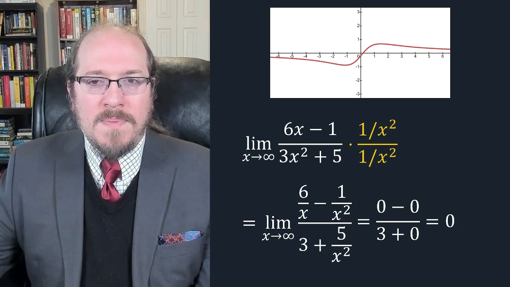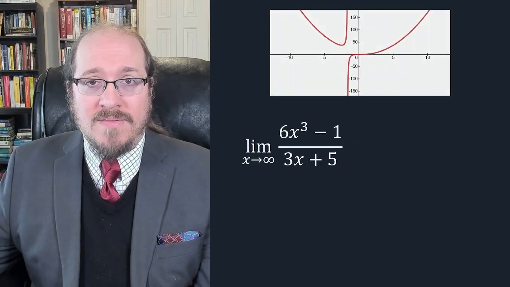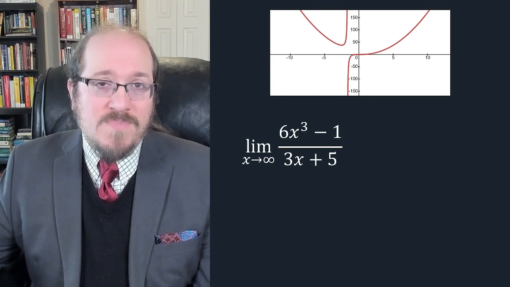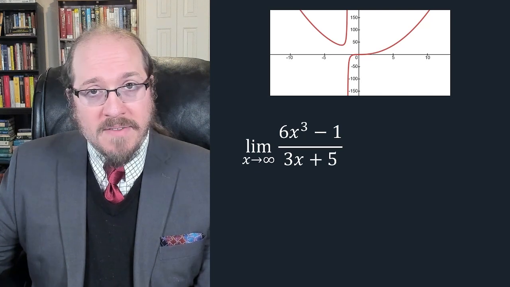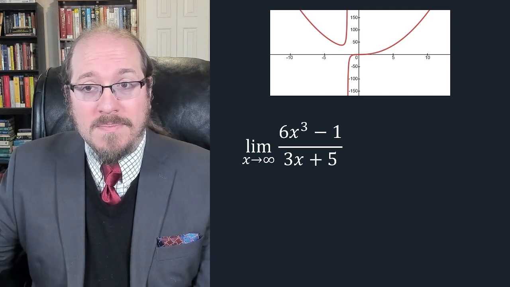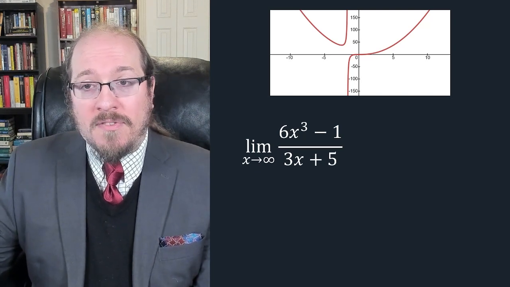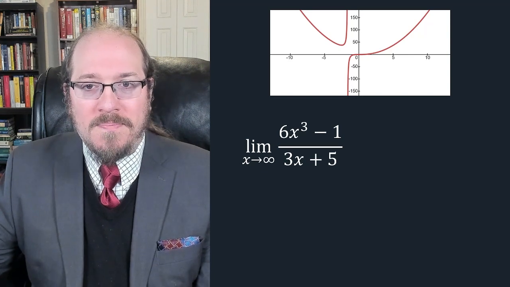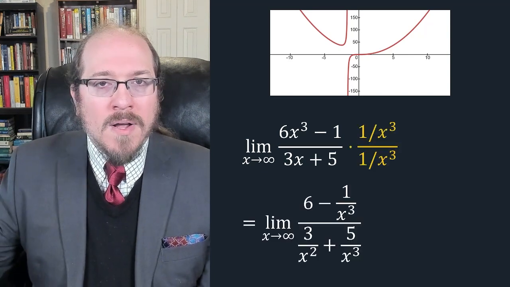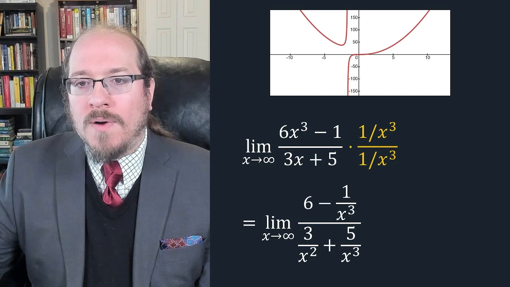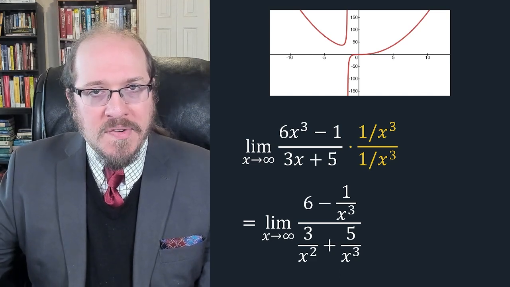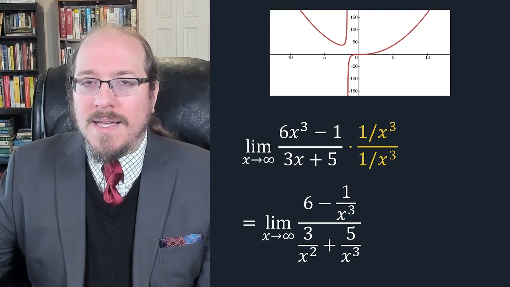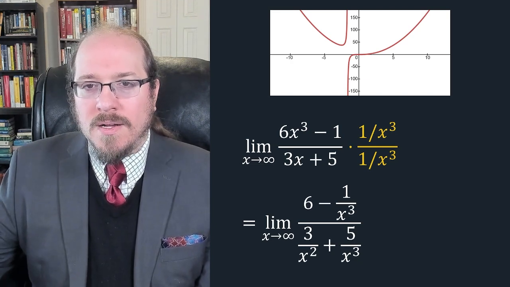On the other hand, suppose we'd instead made the numerator have the larger power of x, say 6x cubed minus 1. Now the numerator is the one growing faster than the denominator can catch up, and as a result, the value of the fraction just keeps getting bigger and bigger. If we multiply the numerator and denominator by 1 over x cubed, the numerator comes out to 6 minus 1 over x cubed, while the denominator is 3 over x squared plus 5 over x cubed.